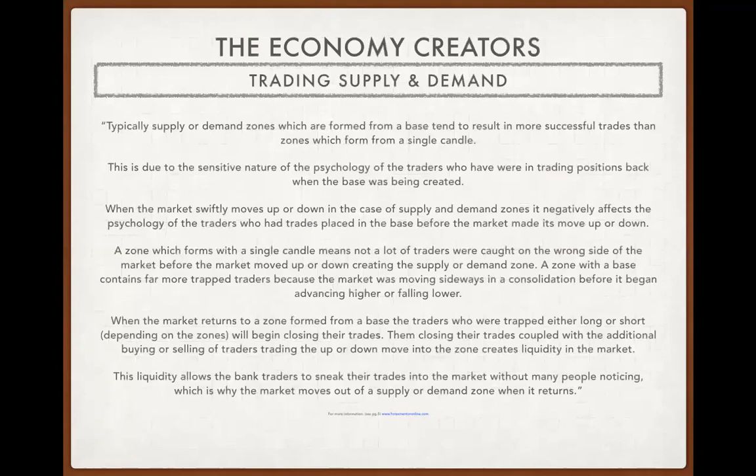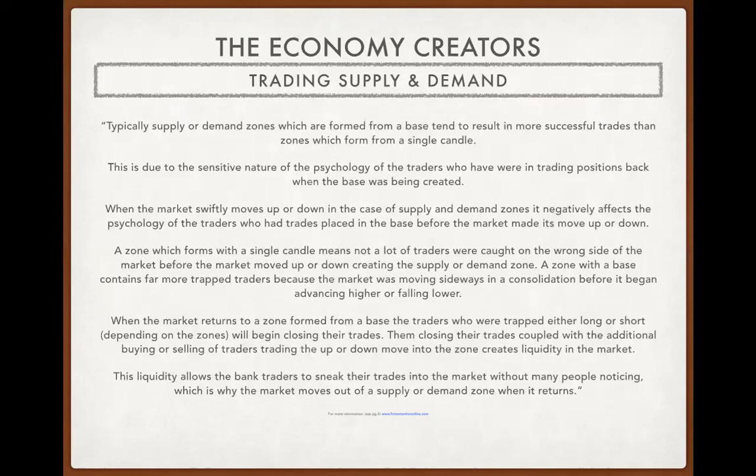Why is that? Well, this is due to the sensitive nature of the psychology of the traders who were in a trading position back when the base was being created. When the market swiftly moves up or down in the case of supply and demand zones, it negatively affects the psychology of the traders who had trades placed in the base before the market made that move. So a zone formed from a single candle means not a lot of traders were caught on the wrong side of the market before the market moved up or down, creating that supply or demand.